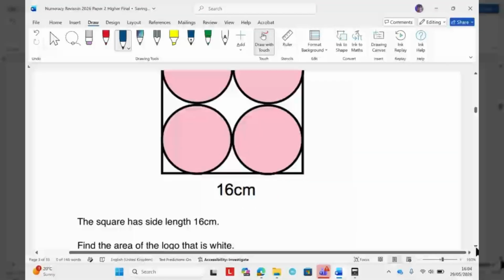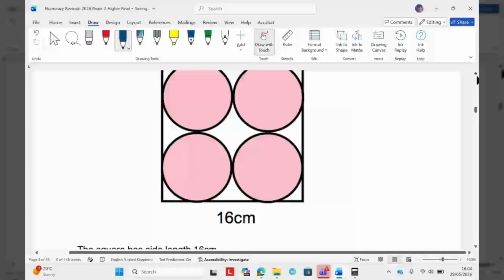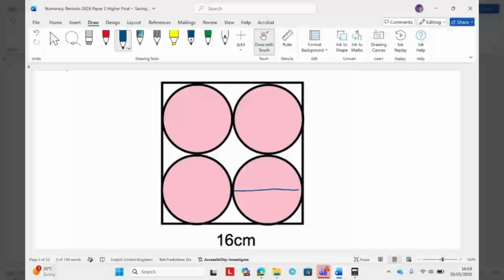Okay, square has side length 16. Find the area of the logo that is white. Okay, chaps, if the length of the square is 16, then each diameter must be 8. Therefore, each radius must be 4.